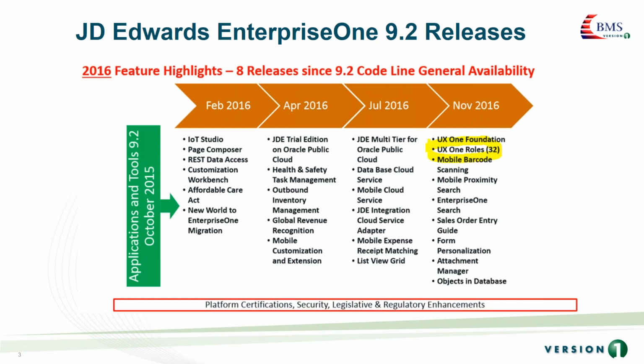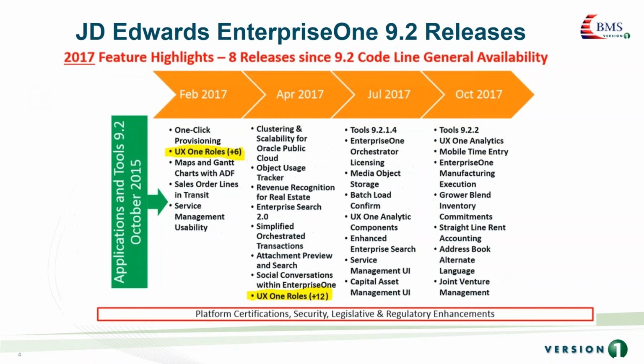JD Edwards EnterpriseOne 9.2 was made generally available in October 2015, and updates are now being released using the continuous delivery model. This slide demonstrates what was included in the 4 updates released through 2016, and as you can see highlighted, the release in November 2016 included 32 UX1 roles. There were 6 more included in the February 2017 update and 12 more in the April 2017 update, making a total of 50 altogether.